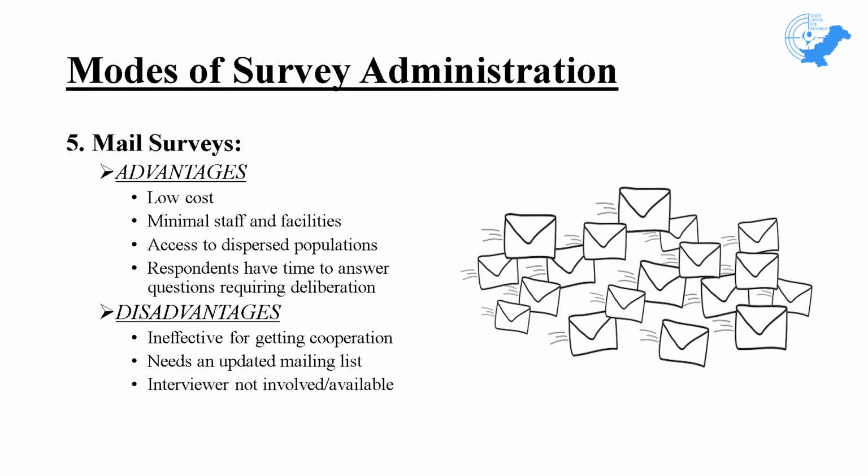The last type of survey administration is known as mail surveys. In this type of administration, we mail the survey to different participants and wait for their reply. Advantages include low cost, minimal staff and facilities, access to dispersed populations, and respondents have time to answer questions requiring deliberation. Disadvantages include being ineffective for getting cooperation, the need for an updated mailing list, and interviewers are not involved or available.